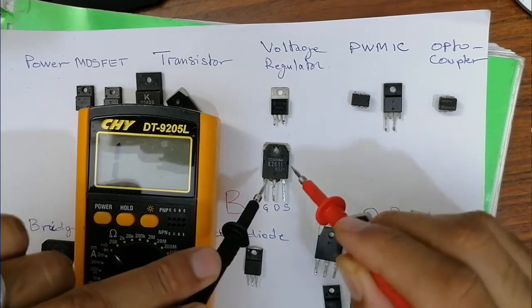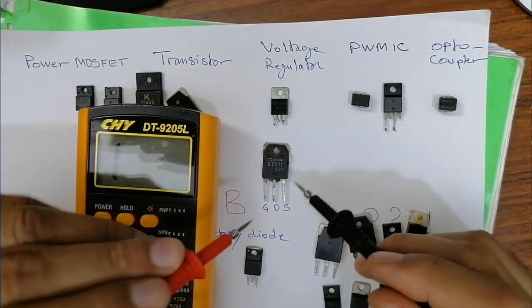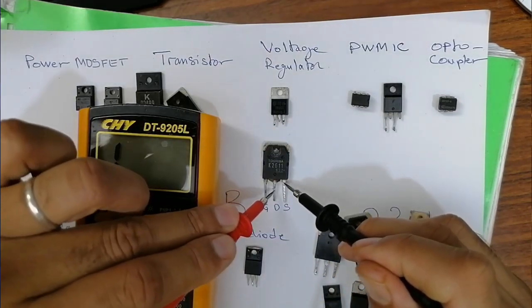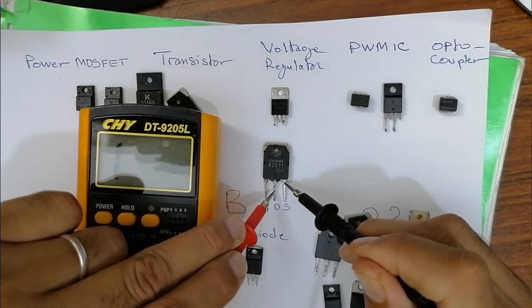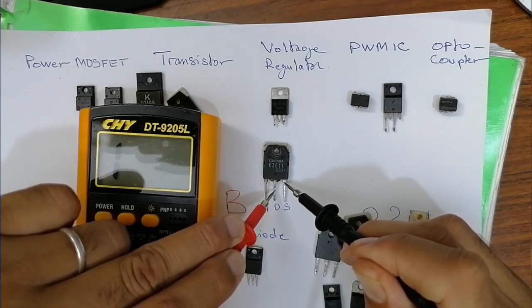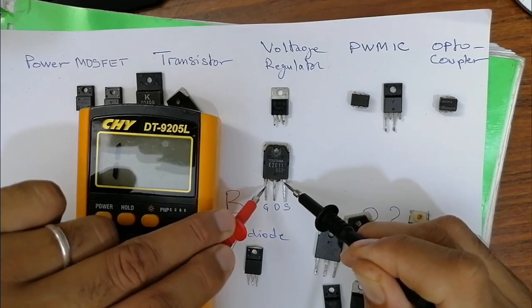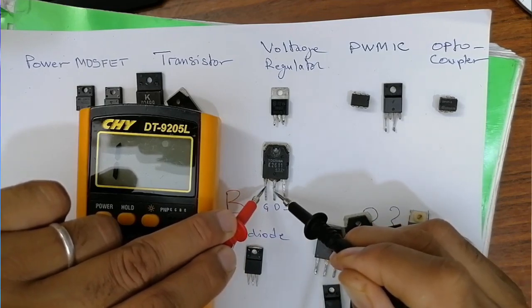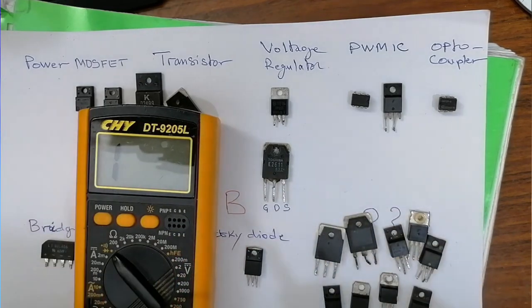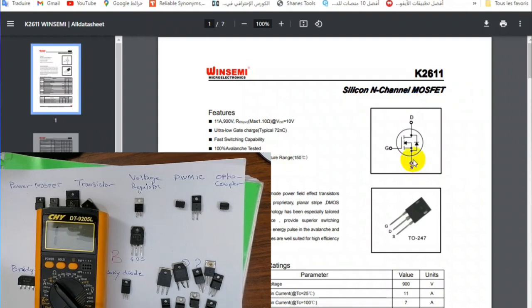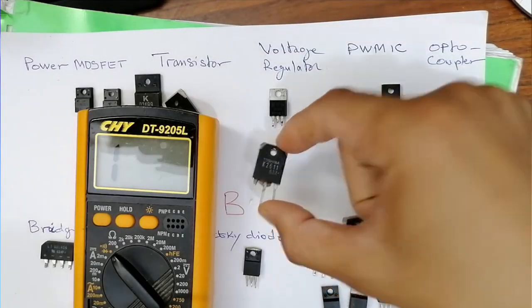But if I swap the probes, as you can see, I will not get anything in the multimeter. Also, between source and gate, nothing. Between drain and gate, nothing, as you can see. So the only reading is between source and drain, when I put the red probe here and the black probe here, because this is an N-channel MOSFET. So this is it for this one.